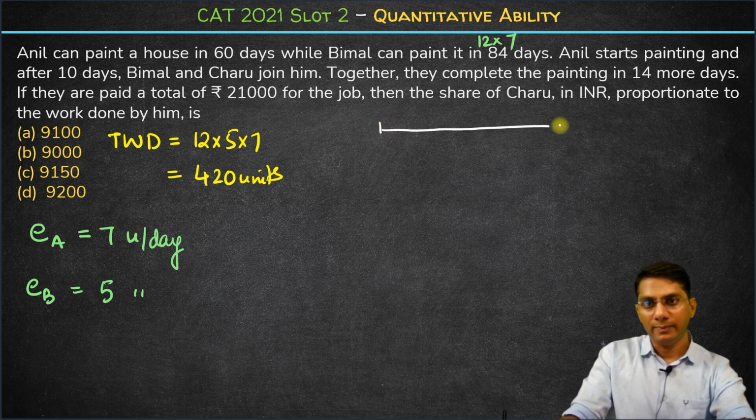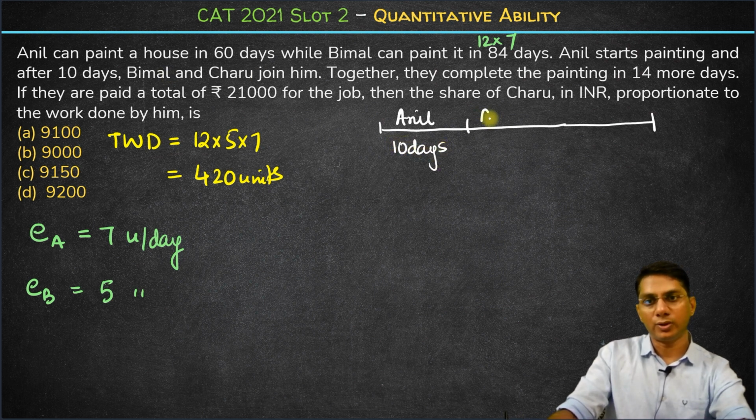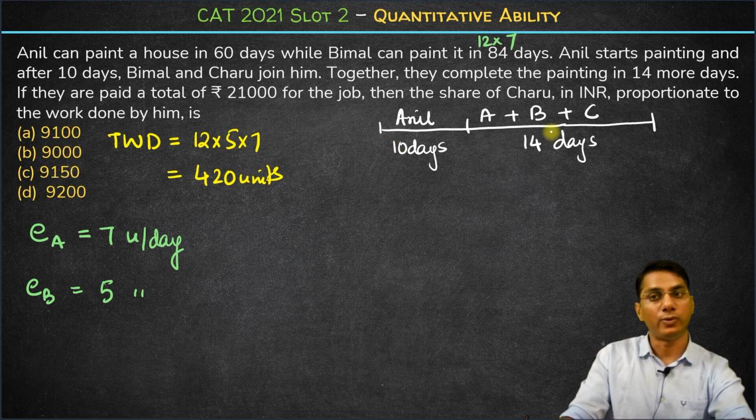Now what's happening is Anil alone starts painting and paints for 10 days. After 10 days, Bimal and Charu join him. So now we have Anil, Bimal and Charu, all three of them working, and together they complete the work in another 14 more days. That is a total of 24 days. Now if they are paid a total of 21,000, then what is the share of Charu?